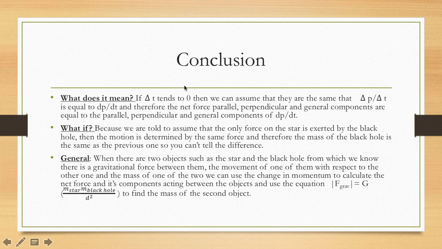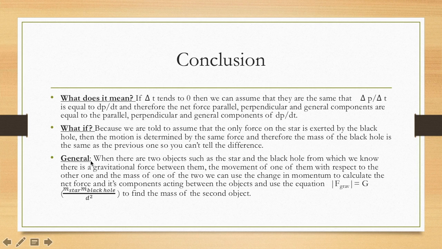So for the first question, if delta t tends to 0, then we can assume that delta p over delta t is equal to dp dt, and therefore the net force parallel, perpendicular, and general components are equal to the parallel, perpendicular, and general components of dp dt. So, in general, they are the same. What if? If the motion of the star is the same, and we have the same assumptions as before, we have no way of realizing the difference between the black holes, because the initial conditions are the same and all the assumptions are the same.